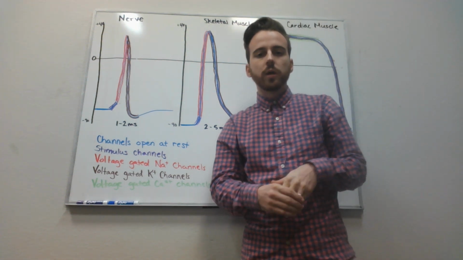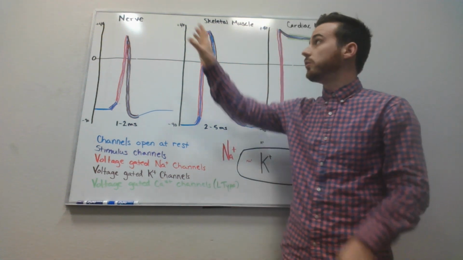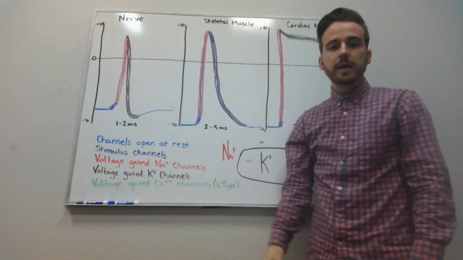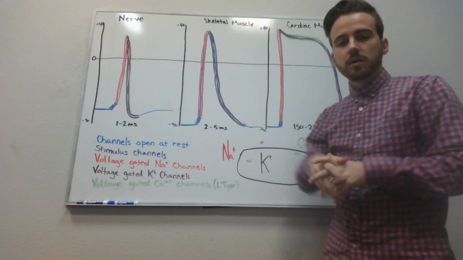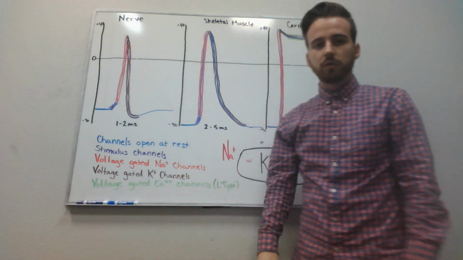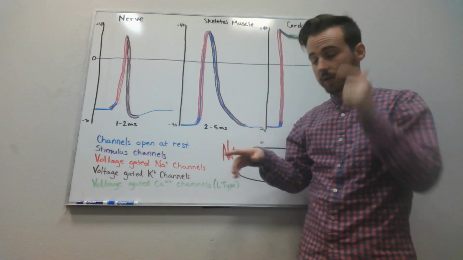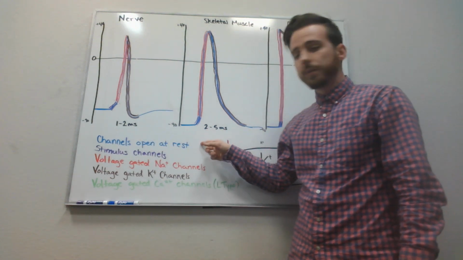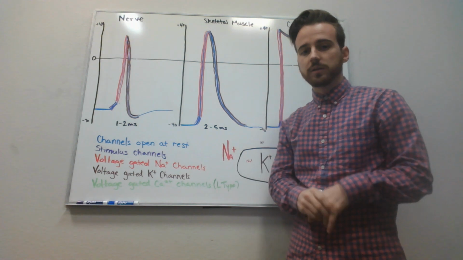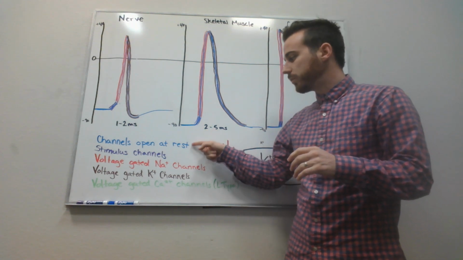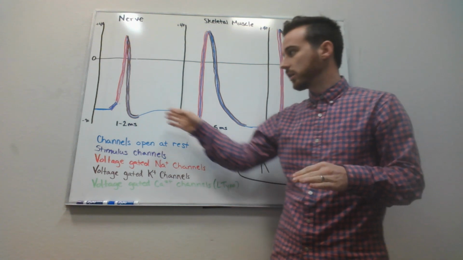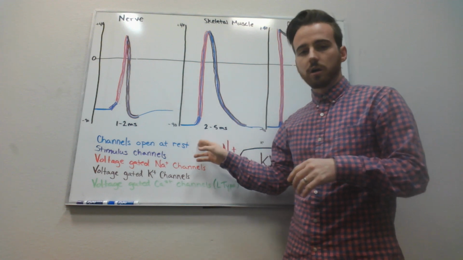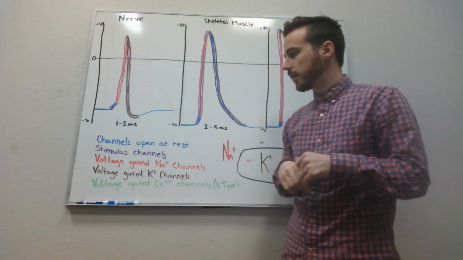Today I'm going to be doing a quick video going over the differences between nervous, skeletal muscle, and cardiac muscle action potentials. Before we start talking about the action potentials themselves, I think it's important to talk about the major players. We've got the channels that are open at resting membrane potential. The major player here is the leaky potassium channel in all of these different tissue types, but there are also other channels that are open at rest.